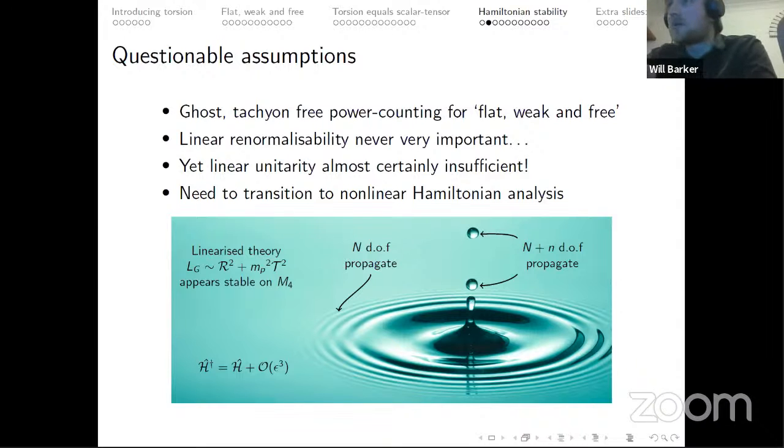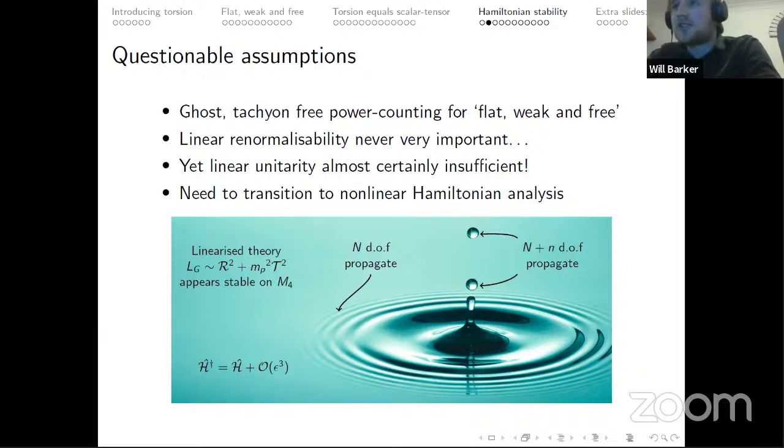The real problem, however, is that we only examined unitarity in the linearized theory. So it turns out that if you take these theories and you say, well, what happens when the fields become particularly strong, you can actually get unitarity broken in that context. You can get instabilities which develop. So this is associated with problems such as strong coupling. And to deal with these, really, you need to perform the Hamiltonian analysis on the theories.